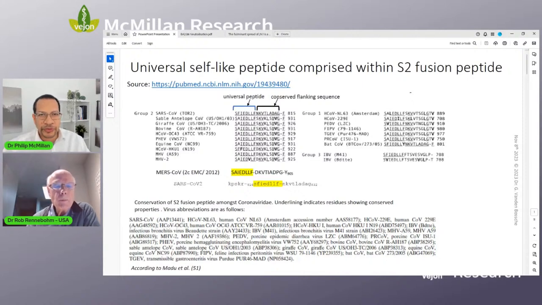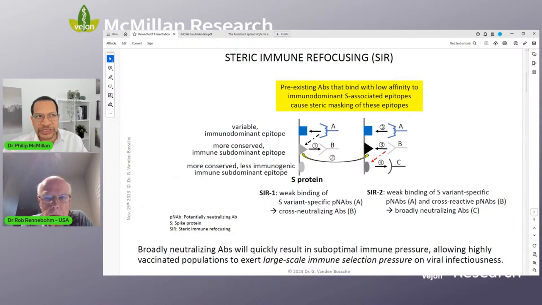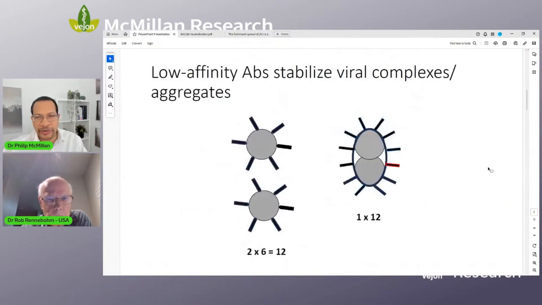Okay. So I'll roll through them and then we can go back through them one after the other. This one was talking about the conserved sequences in all coronaviruses. This is all of them here, and these sequences on the S2 fusion peptide, and I think this is the N-terminal domain. We'll come back to that. Then this is where he's talking about steric immune refocusing, which I think is very, very important for us to try and piece together. Then this one here is where he's talking about low affinity antibodies stabilizing the viral complexes.